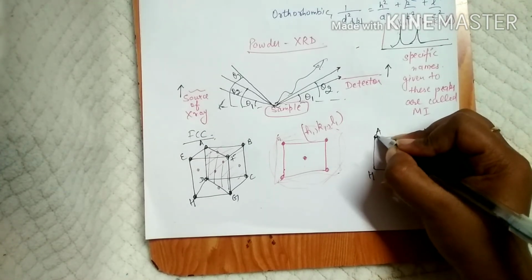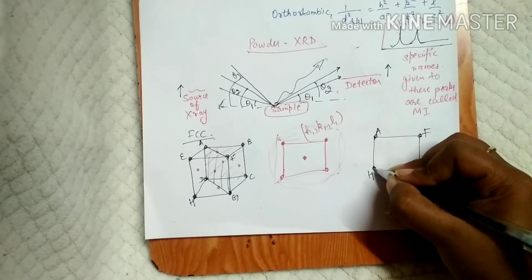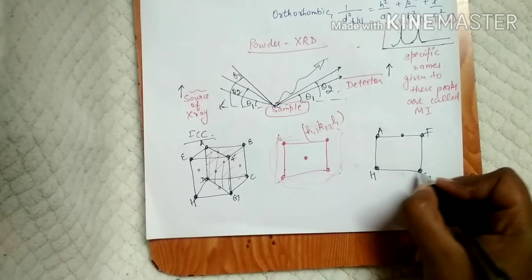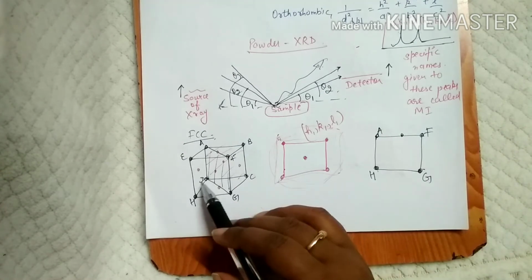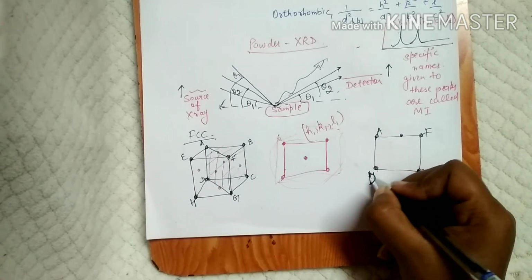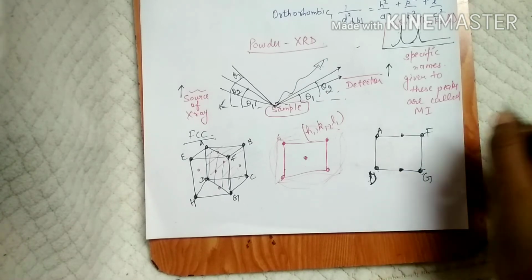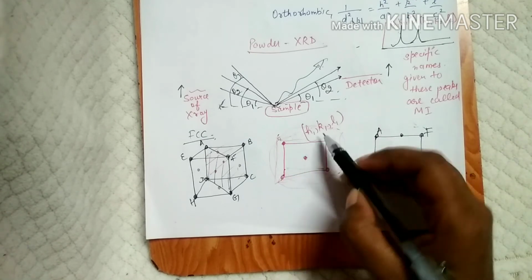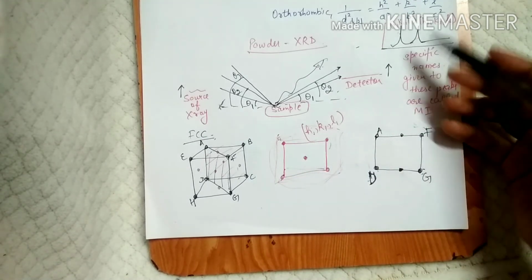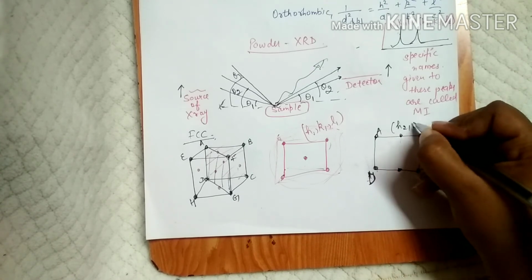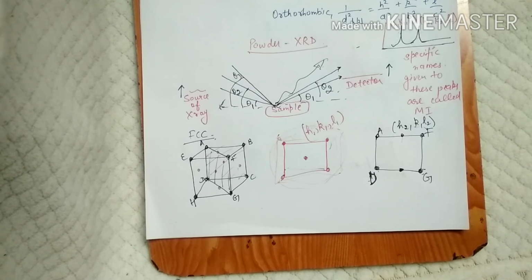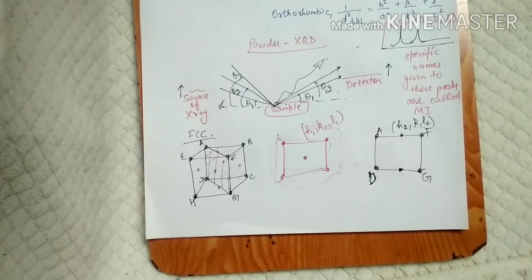It will be having atoms at A, F, G, H points, and also at the center of A and F, and at the center of G and D. Sorry, this is D. So this is a different type of plane and this is a different type of plane. For this we are going to get a peak for H1, K1 and L1, and for this we are going to get a peak for H2, K2 and L2. This way the powder XRD method uses these Miller indices. That is why Miller indices are so important for us to understand.